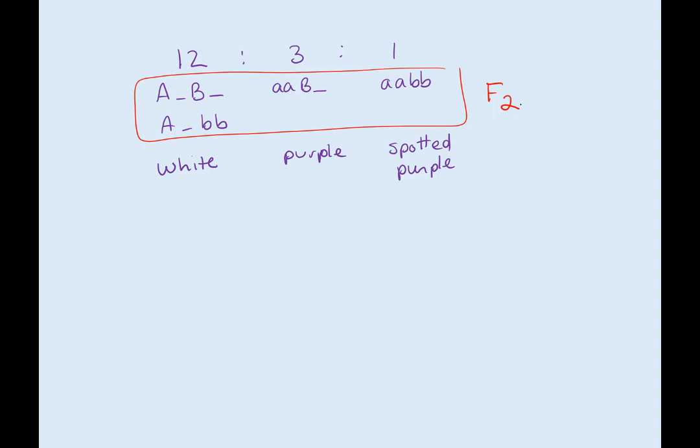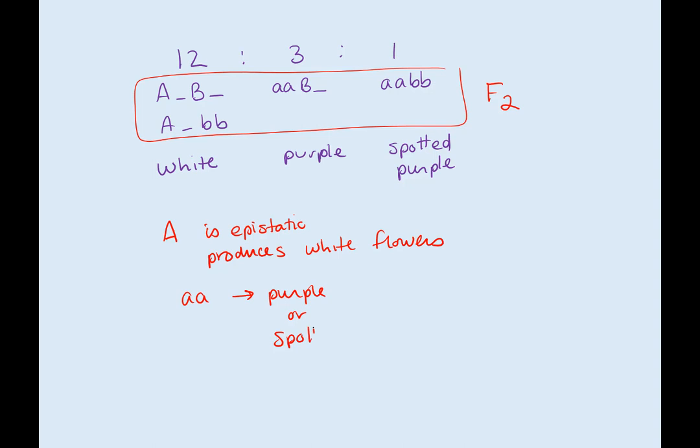So what's happening? Well, I look at what's common and I say the dominant A allele is epistatic and it produces white flowers. Right? So whenever I have dominant A, I get white flowers. If I don't have dominant A, then I can see purple or spotted. So if I see purple, that means I have at least one dominant B allele. And if I see spotted, I have homozygous recessive.